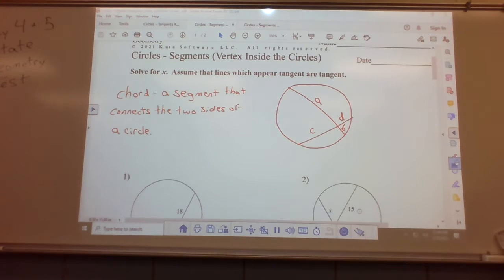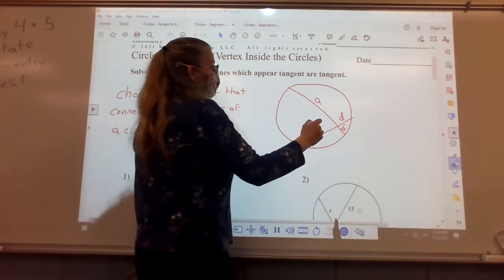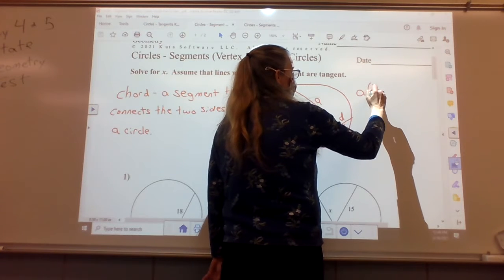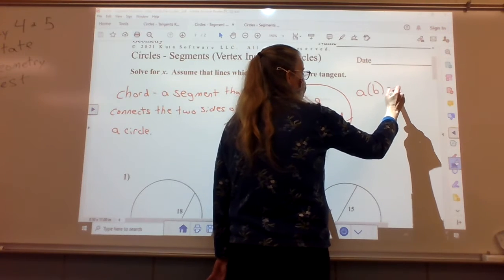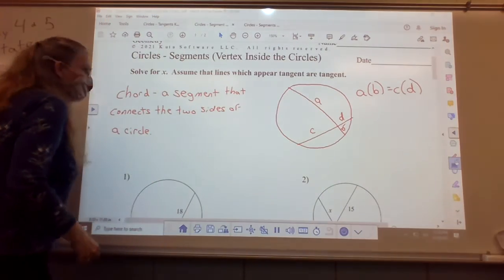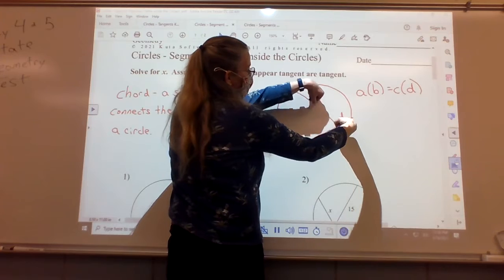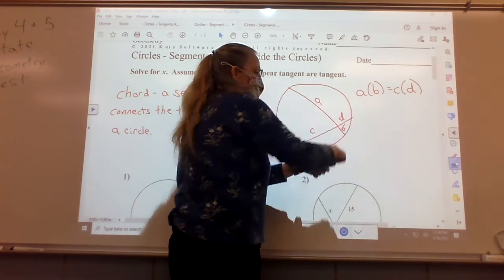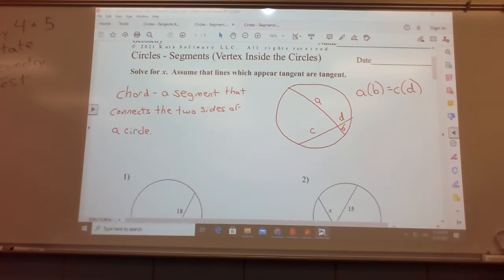My formula for solving for any one of these four positions is A times B equals C times D. So you end up multiplying the two pieces of the chord together, set equal to multiplying the other two pieces of the chord together. That's your set. It will equal the same thing. So does everybody have that written down?